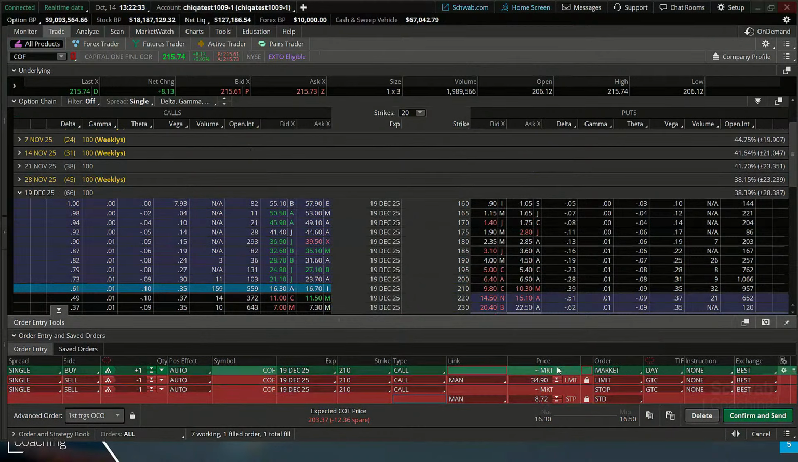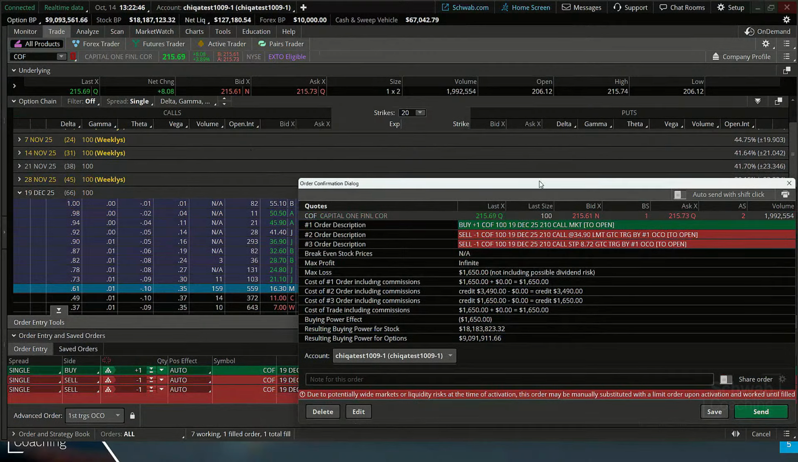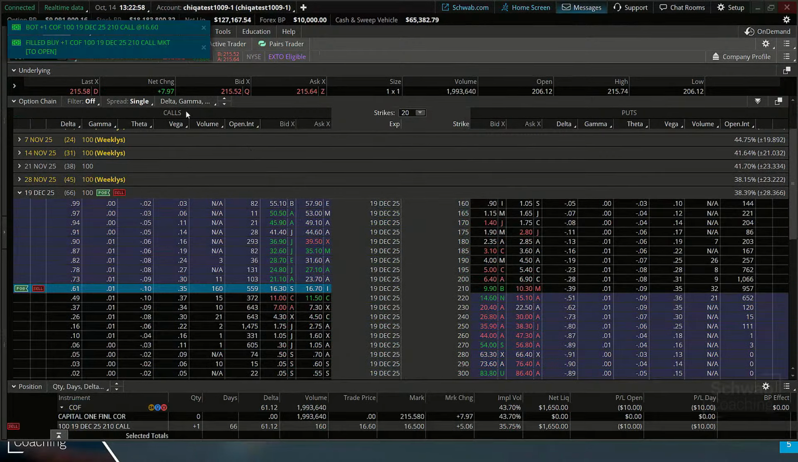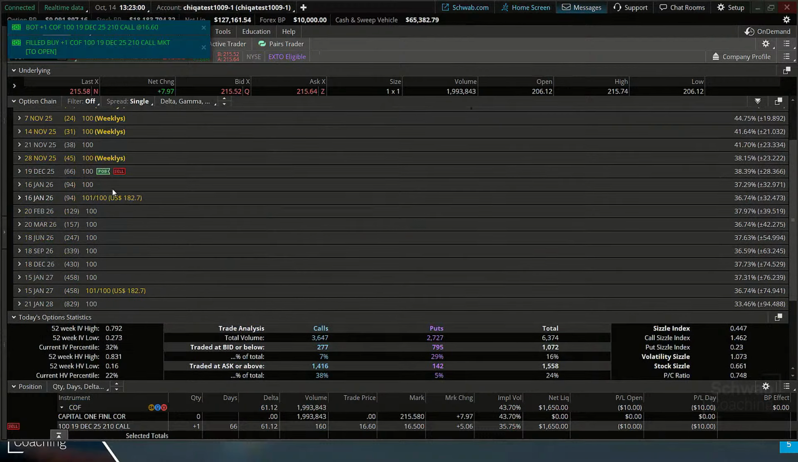So this is going to be a market order, good for the day. We have our upside and our downside here, which is our 100% profit, 50% stop. So I'm going to confirm and send, just double check everything. We have our first triggers, one cancels the other. Perfect. Everything looks good to me. I'm going to hit send here. Perfect. I have a position there.